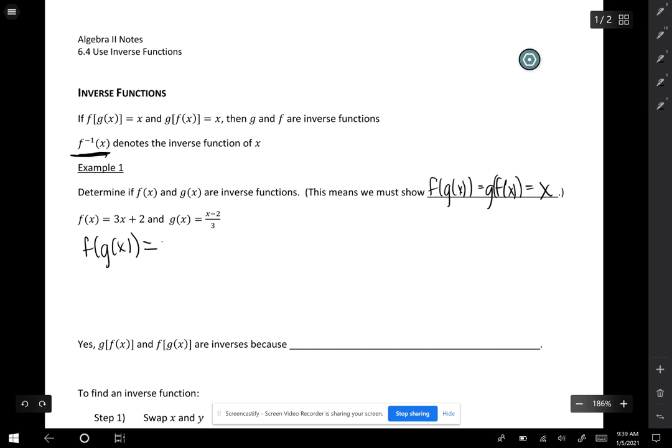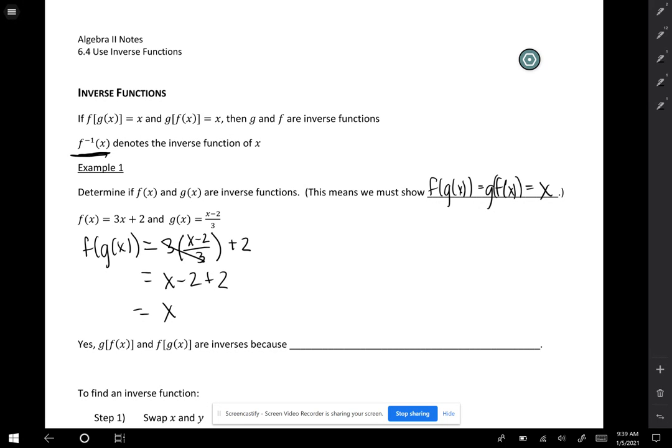So for the function f, I do 3 times x minus 2 over 3 plus 2. The 3's cancel out, so it becomes x minus 2 plus 2. So we get f of g of x equals x. That's good.